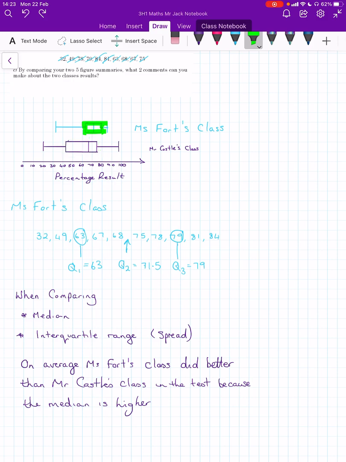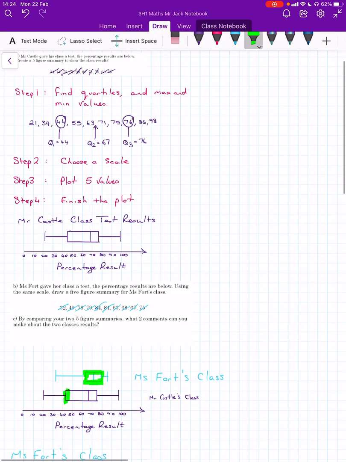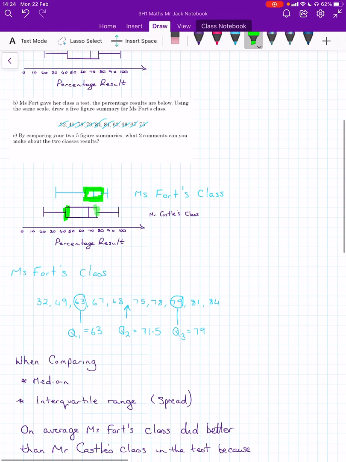What does that mean? That means that Mr. Castle's class results were less consistent. He had a much bigger spread of results than Miss Fort's class. At least 50% of Miss Fort's class scored between 60% and 79%, whereas 50% of Mr. Castle's class scored between, let's just quickly check, 44% all the way up to 76%. So that's a much bigger spread.